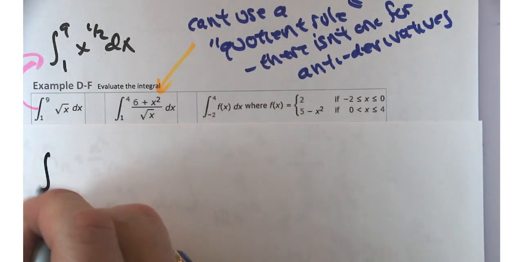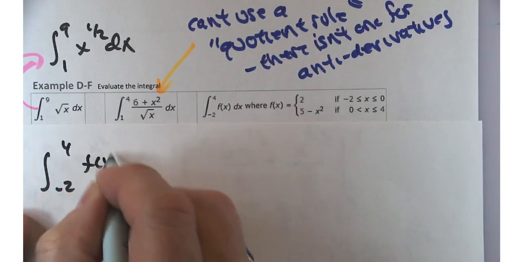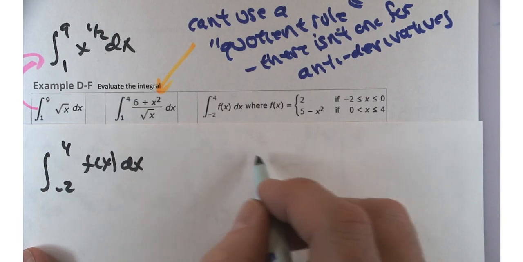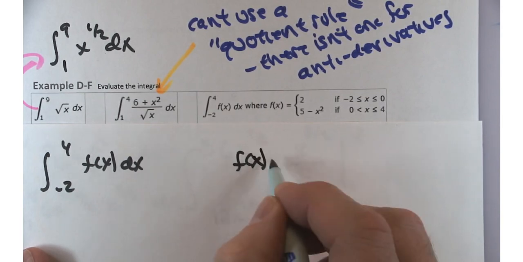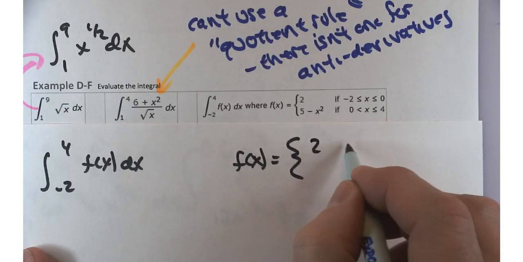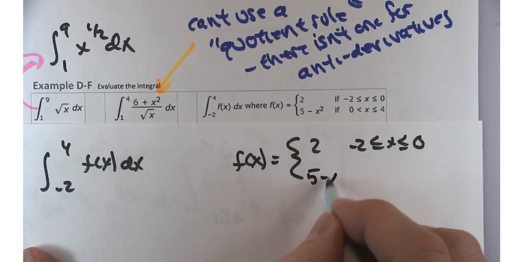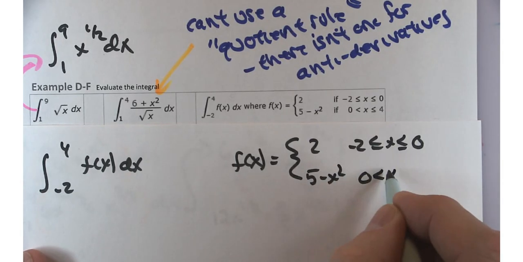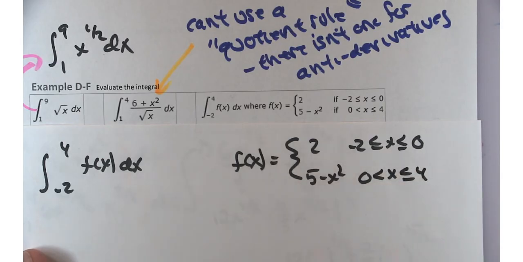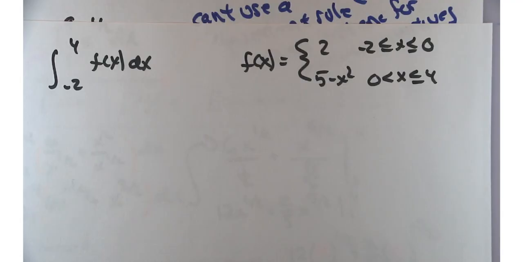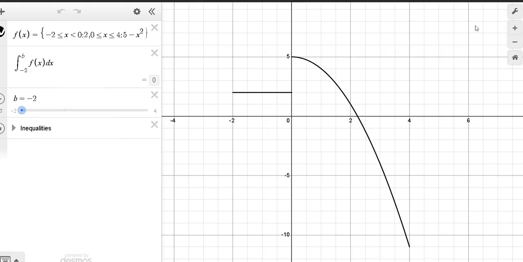So it's the integral from -2 to 4 of f of x dx. And that's going to be where f of x is 2 if -2 is less than or equal to x, less than or equal to 0, and 5 minus x squared for 0 less than x less than or equal to 4. So there's our function. If you looked at it graphically, this is what your graph looks like.